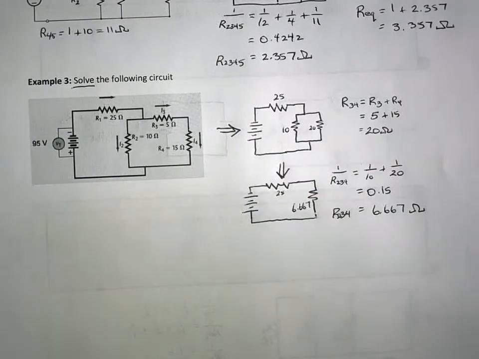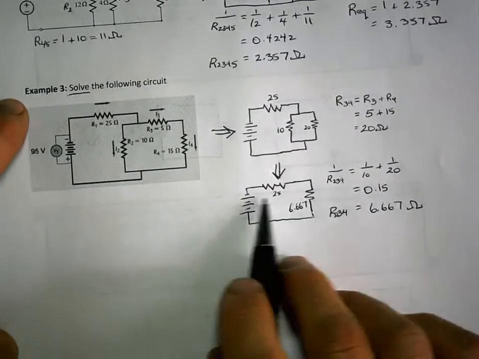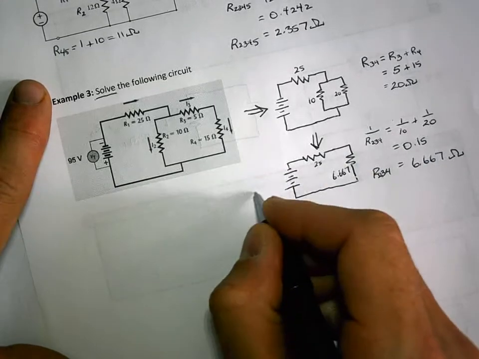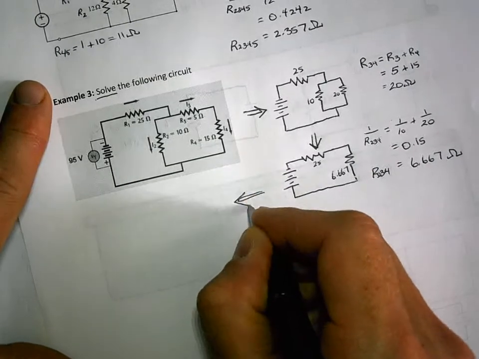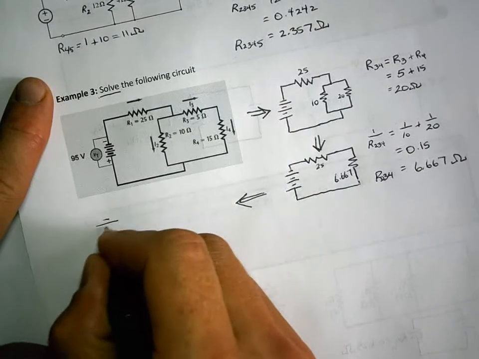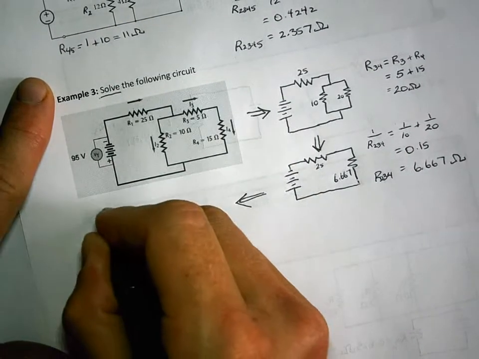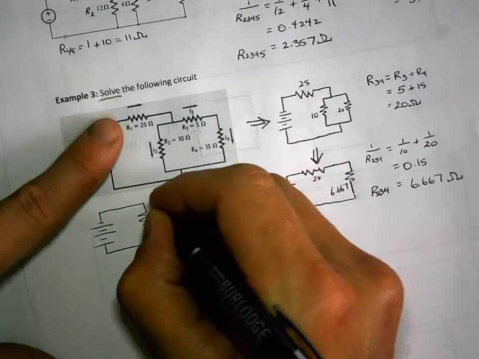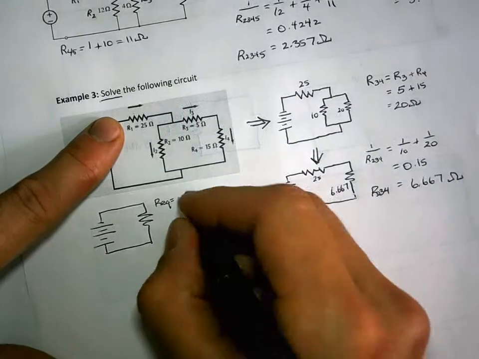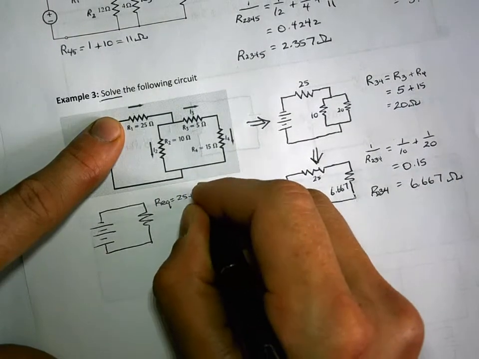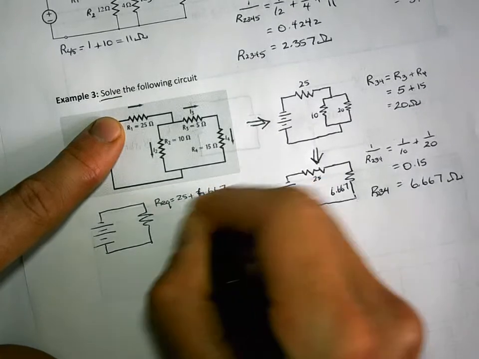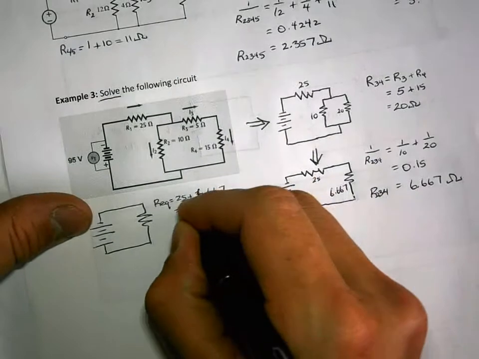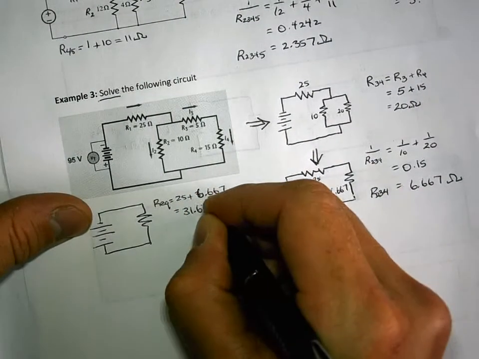Okay, great. And now we're almost done. We just need to combine these two into an equivalent resistor. So let's redraw this one final time. My R equivalent is equal to 25 plus 6.667, which gives me 31.667 ohms.